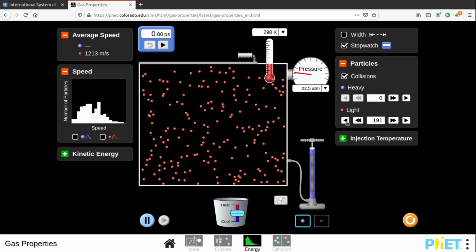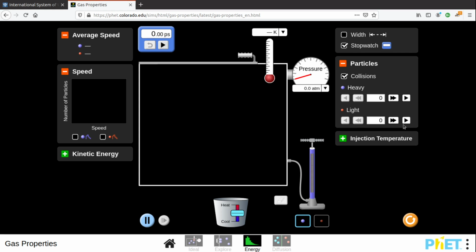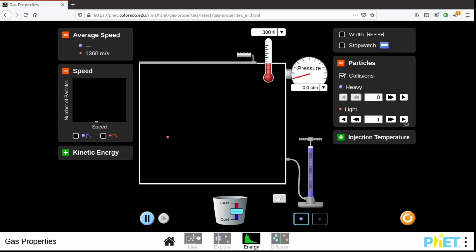So let's consider that. Let's just consider the pressure due to one particle. There it is right there, bouncing around, and it will exert a pressure. So here we're going to consider the pressure due to this one particle bouncing along.